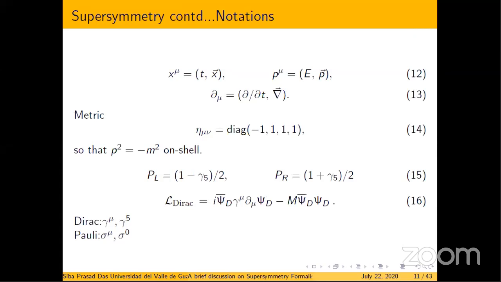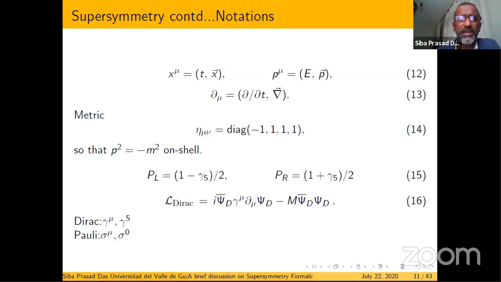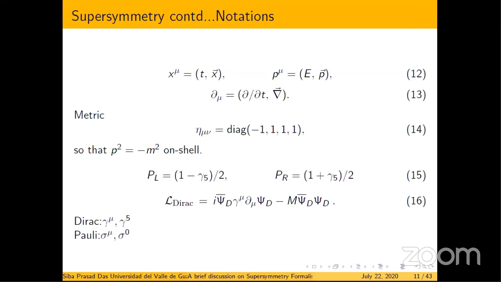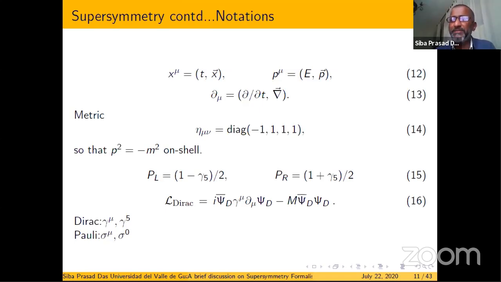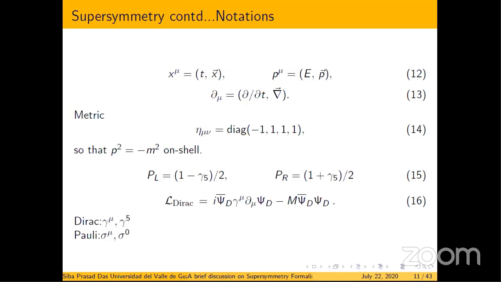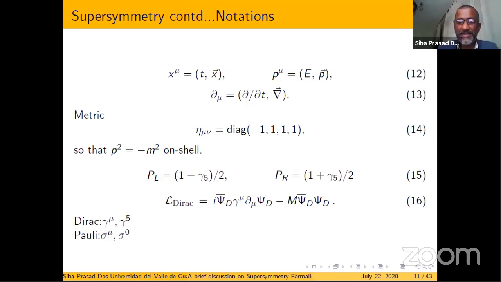So let's start with the conventions for the notation. I start with x, p means the four momentum. These are the covariant derivative, and this is the metric, with signature -1, 1, 1. And minus p squared is equal to minus m squared. This is called the on-shell condition.